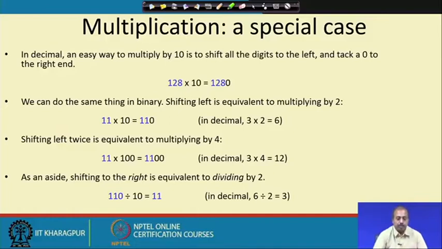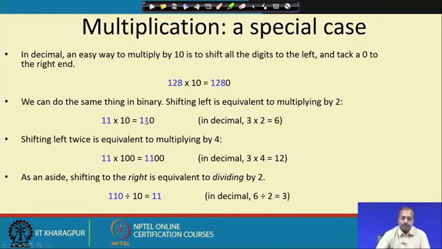We can do the same thing with binary. Shifting left is equivalent to multiplying by 2. So, for example, 1 1 multiplied by 1 0 is, in the decimal system, 3 into 2, which is equal to 6. If you convert it into binary notation, it is 1 1 0. So, what has happened is that this 1 1 has been left shifted, and at the least significant bit position we have put a 0.